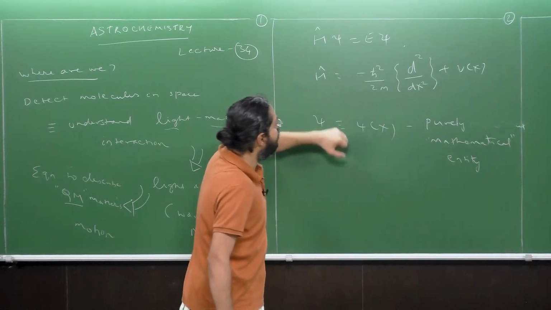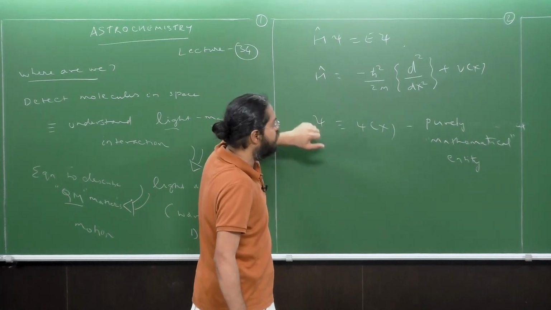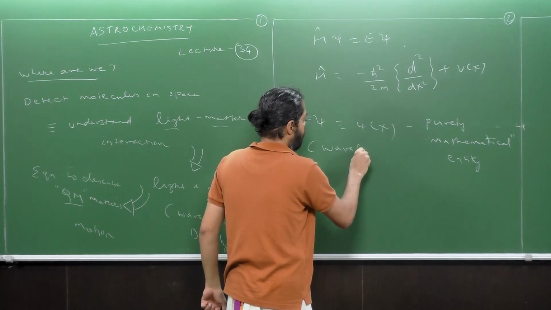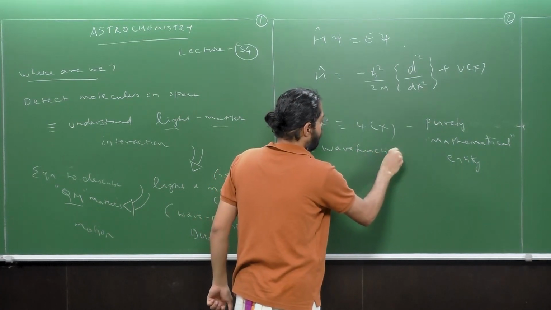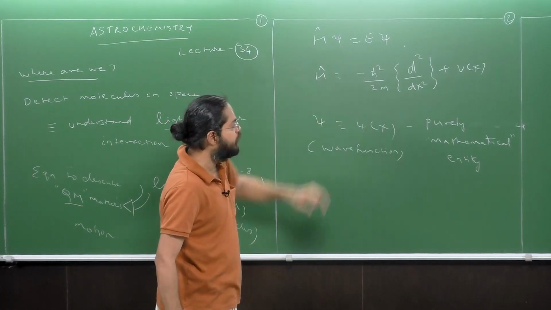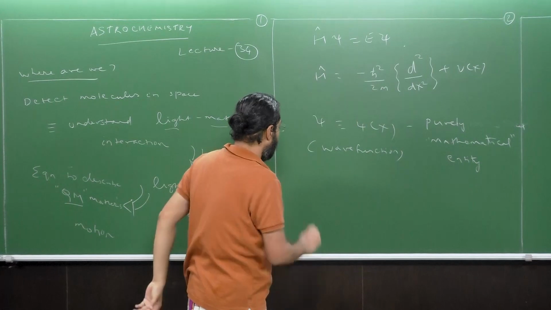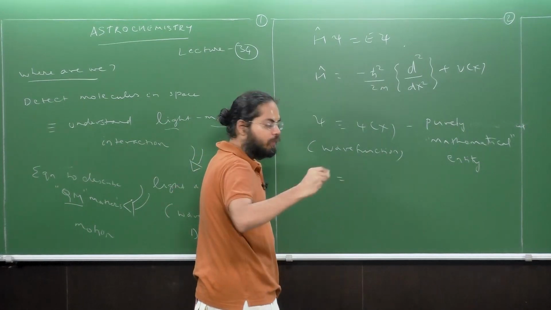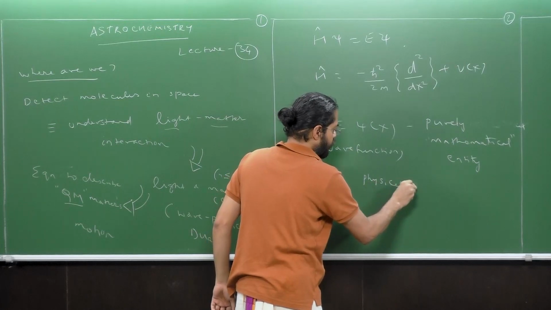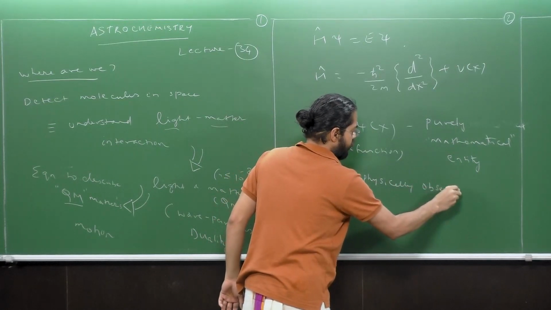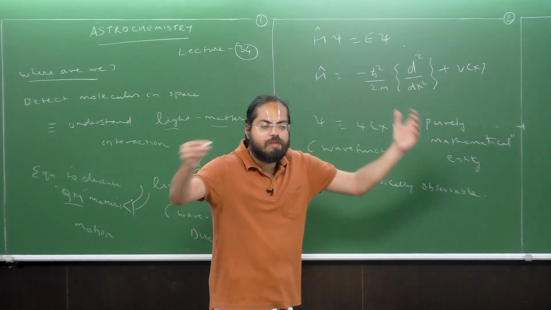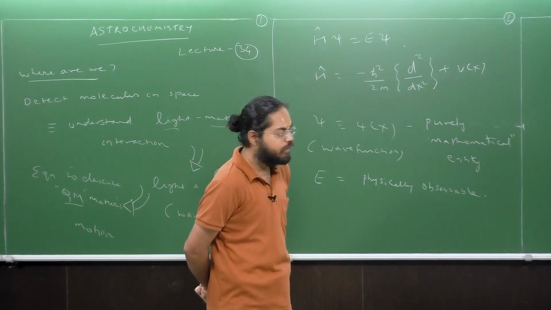And using this mathematical function, which is also called the wave function, we solve this equation and obtain the energy. Energy, which is the physically observable. In other words, you can perform experiments to get the energy of a system. Okay, right?